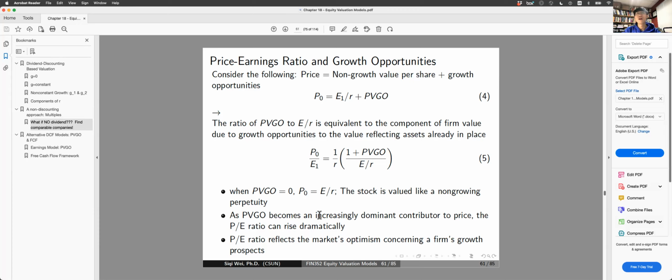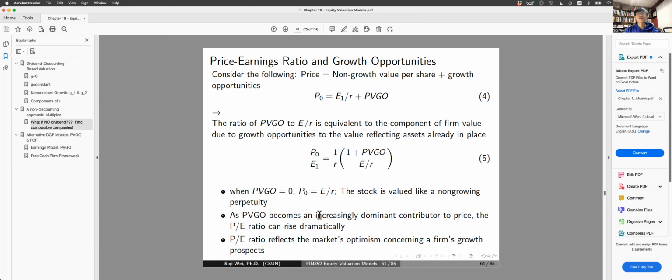And the other form of the value is going to be the present value of the potential future investment ideas. We call it the present value of growth opportunities, PVGO. Okay, so assets in place and the growth opportunities.